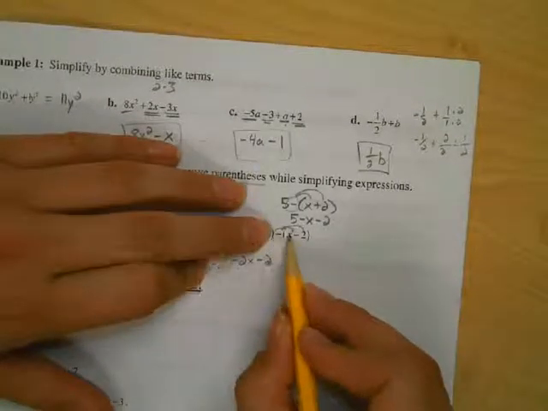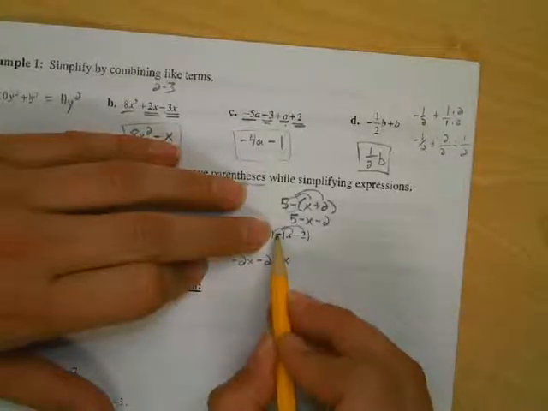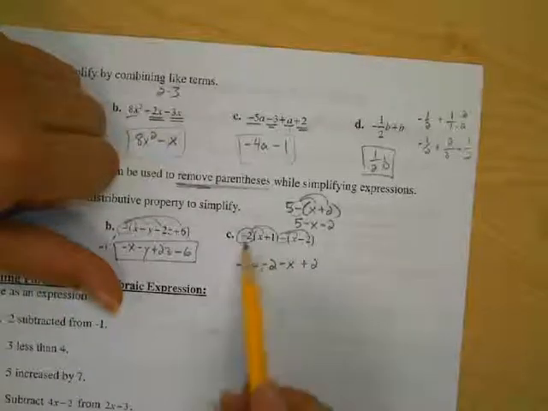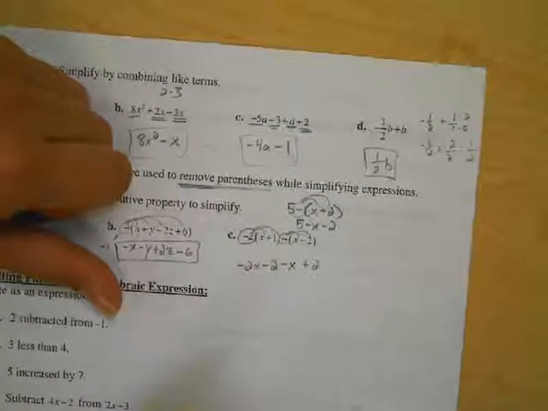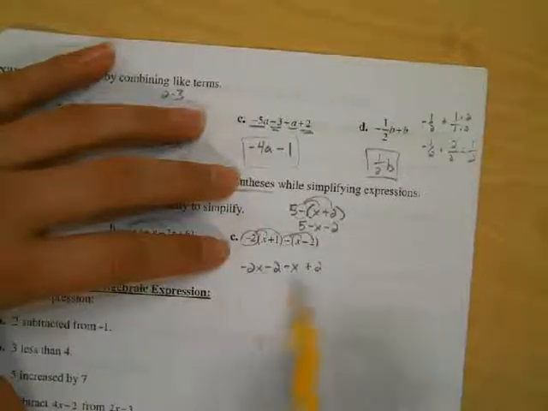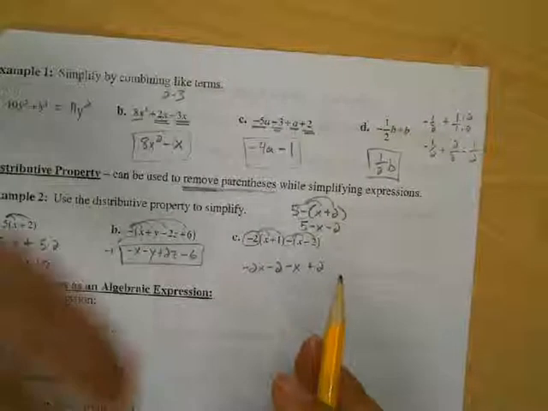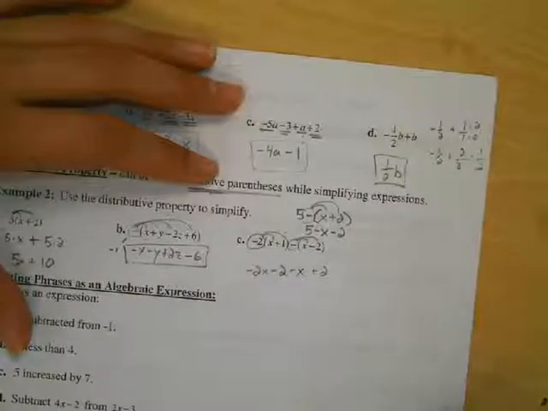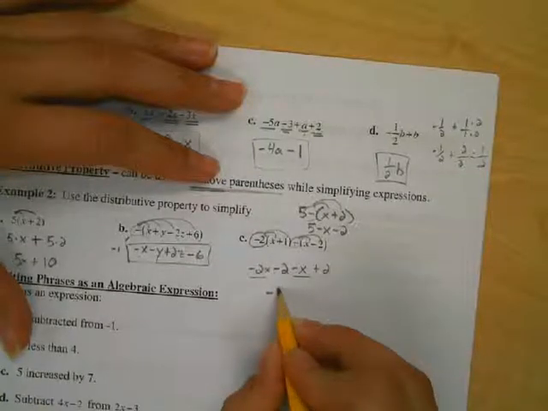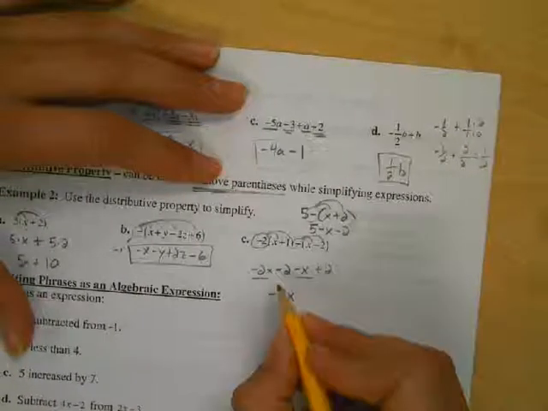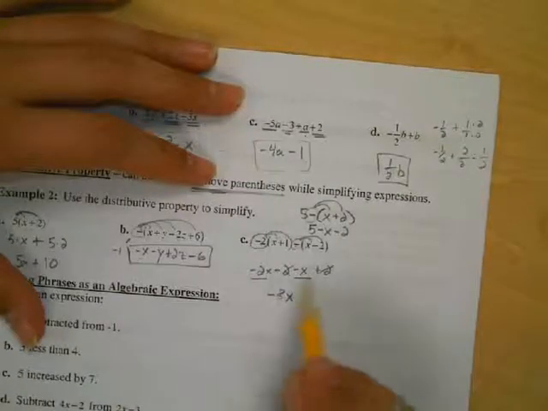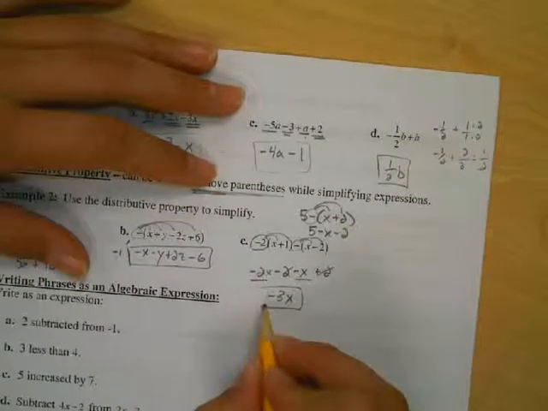Negative 1 times x is negative x. Negative 1 times negative 2 is positive 2. So I've distributed both sets. Notice I did not write parentheses. My point was to get rid of my set of parentheses. So now that I'm here, it's all addition and subtraction. There is no more multiplication. So now I'm going to combine like terms. Negative 2x and negative x makes negative 3x. And then I have negative 2 and positive 2. Well, those are additive inverses of each other, so they equal 0. So my final answer there is just negative 3x.